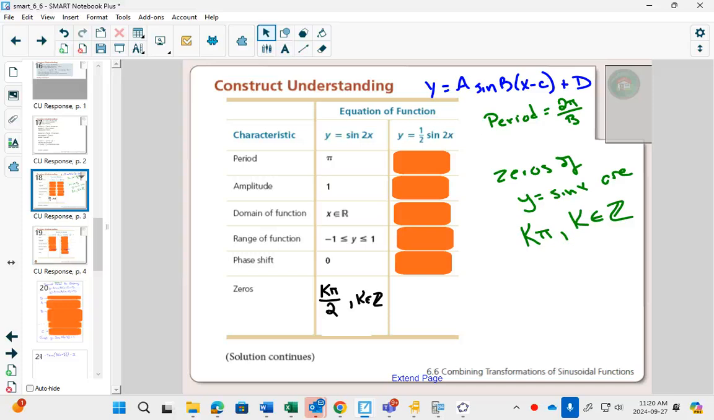So now that you see the first column, take some time to do the next 3 columns. We'll go over it in a little bit.